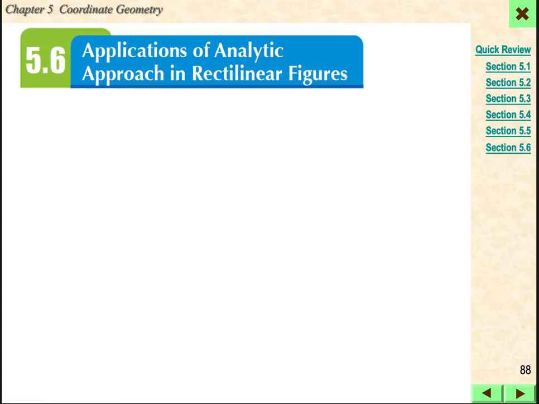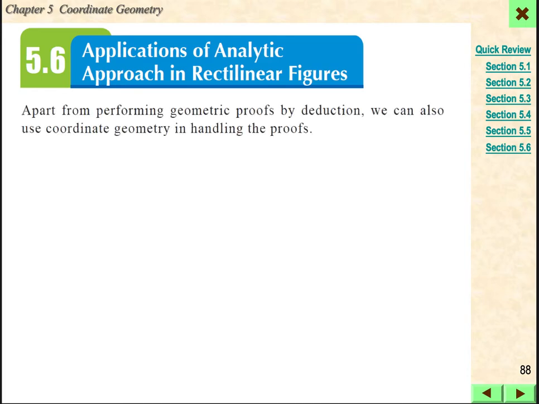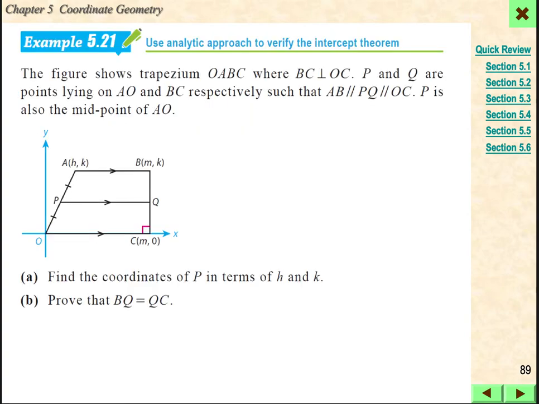The last part of chapter 5, which is the applications of analytical approach in rectangular linear figures. Apart from performing geometric proof by deduction, that means you just use the line or use the reason, you can also use coordinate geometry in handling the proof. So let's look at some examples.